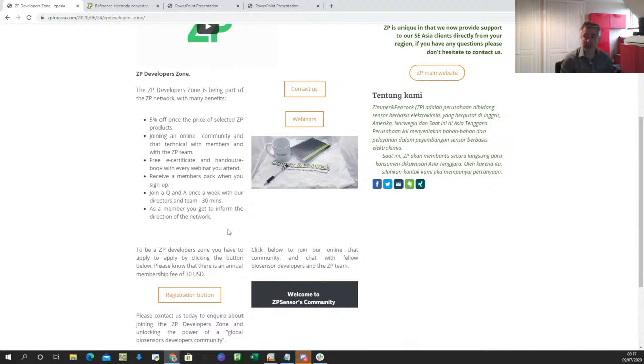The ZP Developer Zone is really ZP's passion for getting everyone who can to be part of this sort of biosensor development community. We think it really is part of humanity's future to have really good biosensors. And personally, I think electrochemical biosensors are a really good platform, so we're delighted. There's some practical benefits for this.